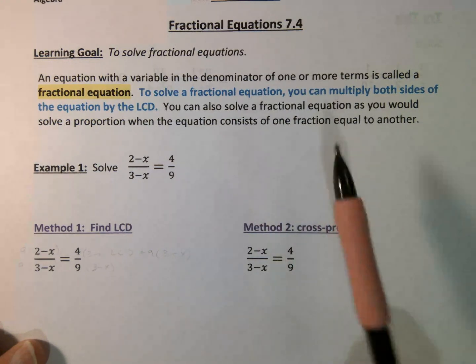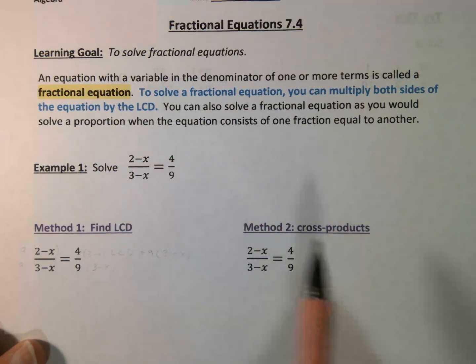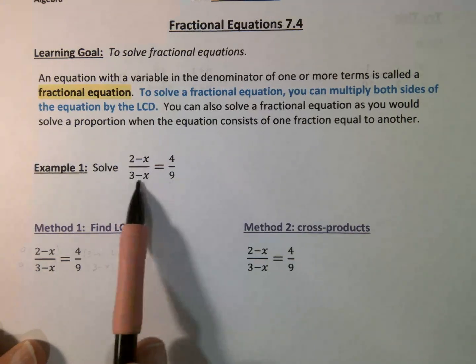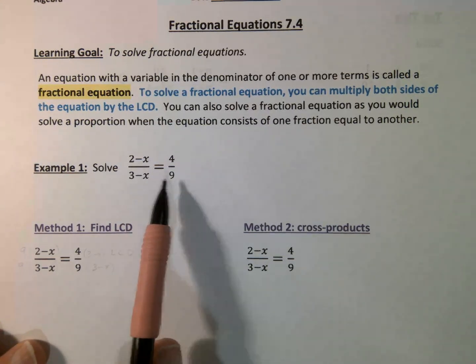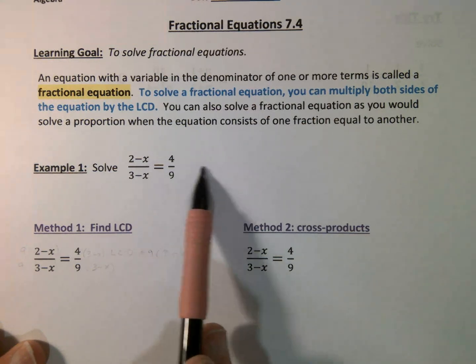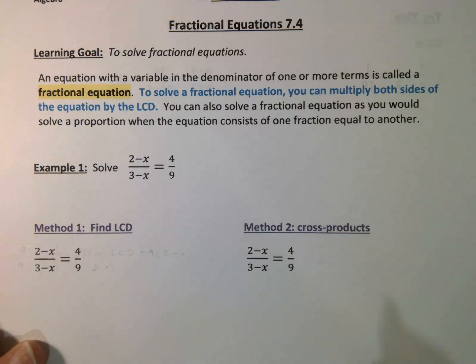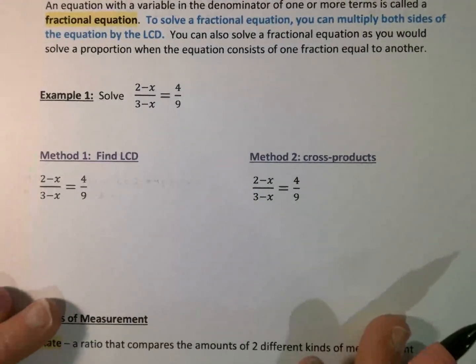Another way to do it is to use cross products. You can use cross products when you have a fraction equal to another fraction. So a problem like this, we could use cross products. If I had another fraction out here, so I had 4/9 plus or minus something, I would have to use the LCD. So let's start by looking at the LCD.